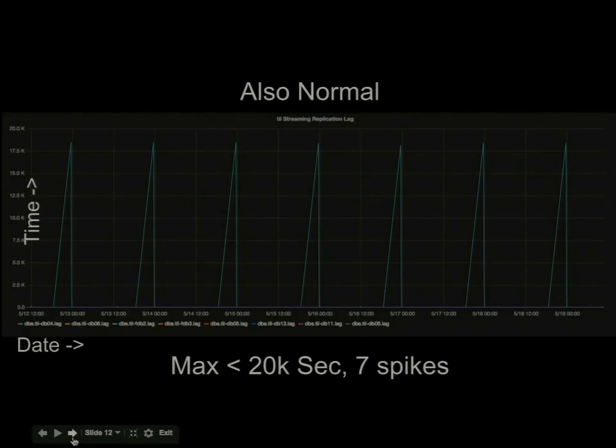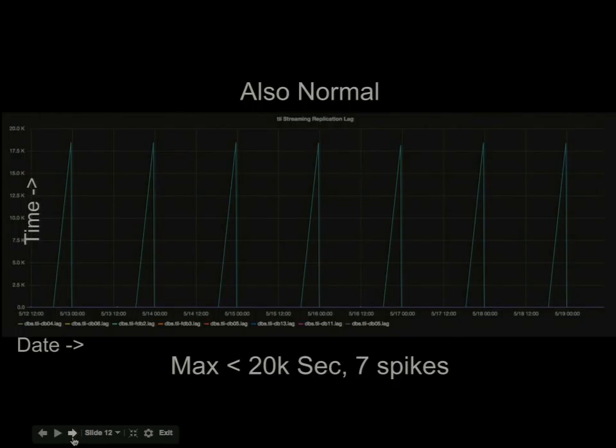But this is one of those things you have to make sure that everybody who looks at these graphs understands, because we have product owners and project managers who look at these graphs sometimes and they freak out. Like, what's going wrong? Why do you have that? Oh my God. Totally normal, but this is what backups look like.